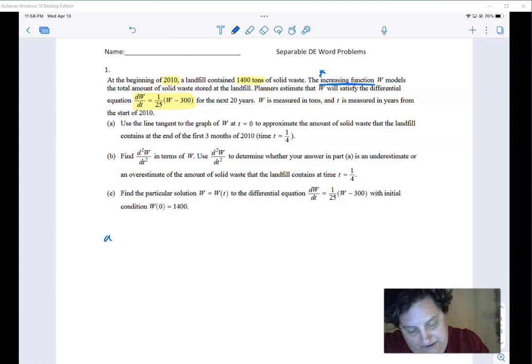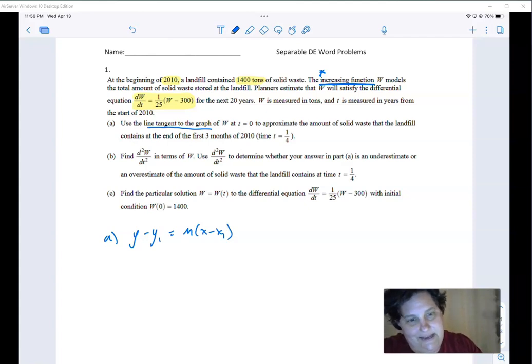Okay, let's start with part A. Use the tangent line to the graph. Before I even read anymore, what am I going to write down? I hope you guys are answering these questions instead of just sitting there awkwardly not answering. All right, here we go. y minus y1 is m(x minus x1). Now, what does this all represent?